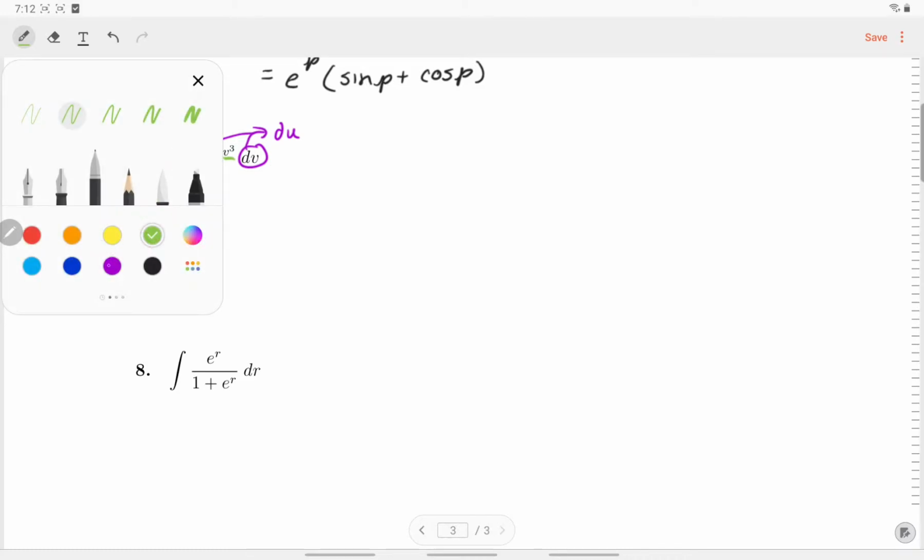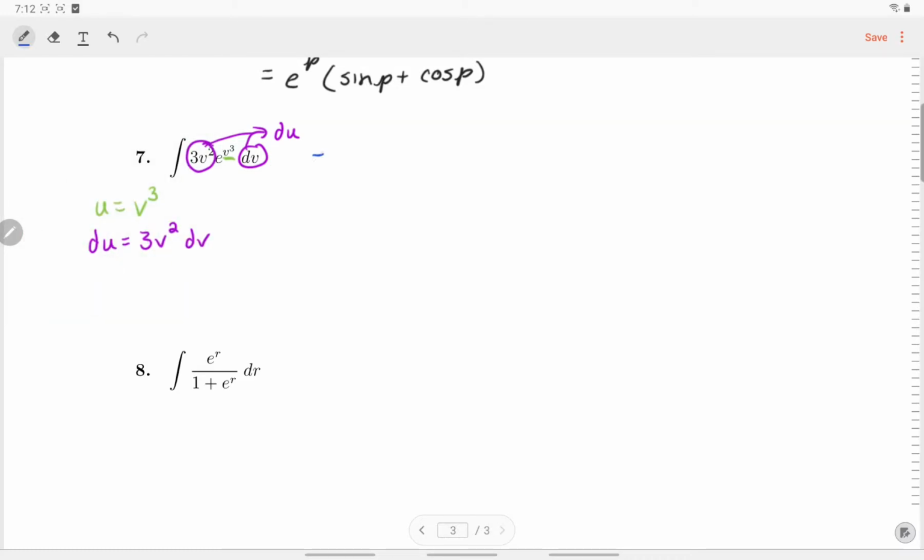So let's rewrite our integral. So this is going to be, let's see, the 3v squared was used in du, so it's not there. The e is still there, but its exponent became a u, and everything else got used to make du. Now, this is an integral I can do. It matches my formula exactly. So I get e to the u plus c, because that's what my formula says. It doesn't change. So then I have e to the v cubed plus c. Final answer.